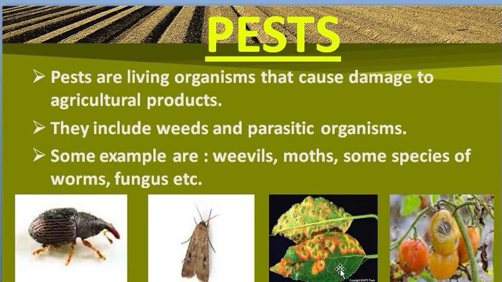And you can see this a fungus on tomato, and here on the plant, on the leaves also, you can see that it has become spoiled. So this is pest. Okay, let's go to the new slide.